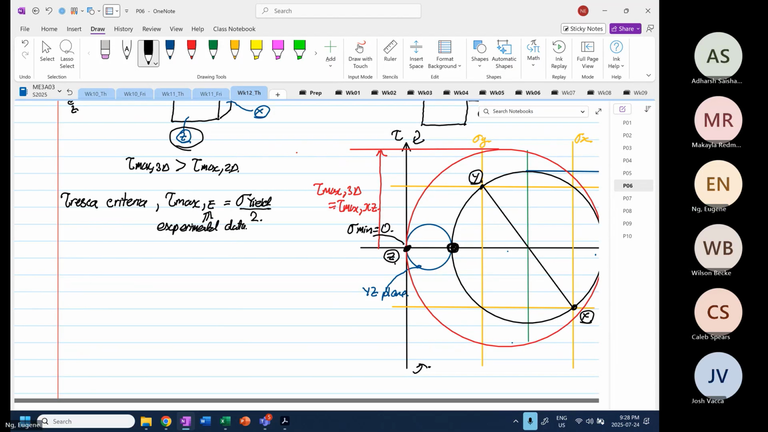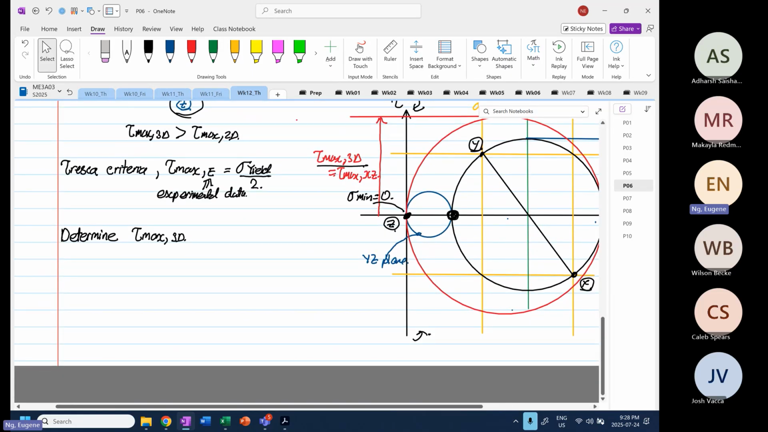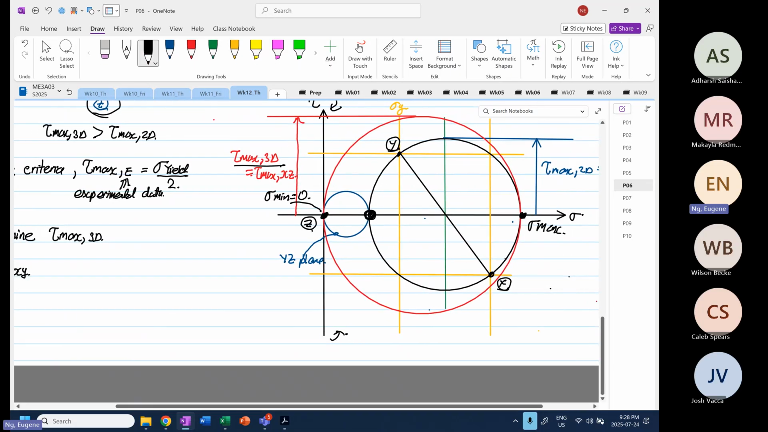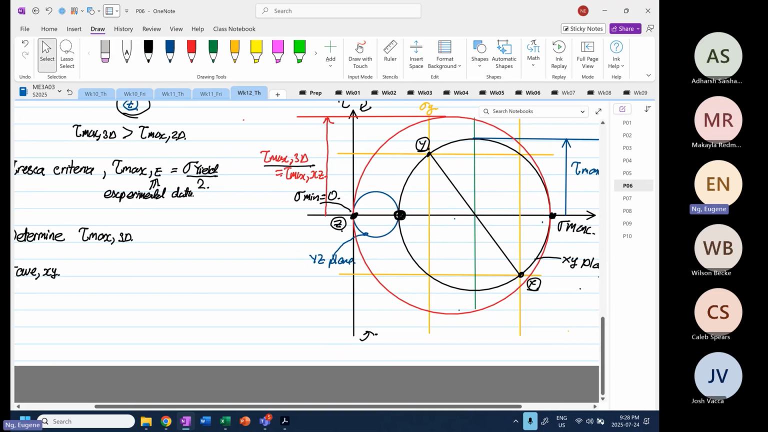Then from here, we are going to determine stress max in 3D. We know that our stress average in the XY plane, and XY plane means we are looking at over here, this is your XY plane, is equal to stress X plus stress Y divided by 2.